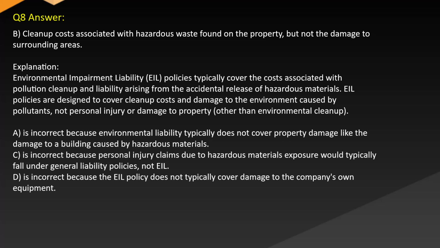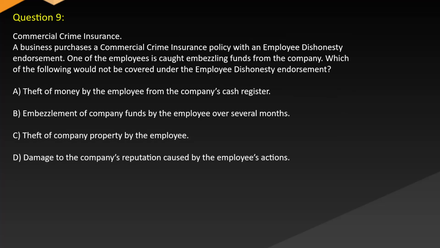A is incorrect because environmental liability typically does not cover property damage like the damage to a building caused by hazardous materials. C is incorrect because personal injury claims due to hazardous materials exposure would typically fall under general liability policies, not EIL. D is incorrect because the EIL policy does not typically cover damage to the company's own equipment. Question 9. Commercial crime insurance.